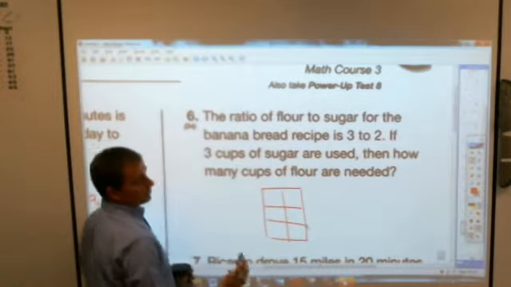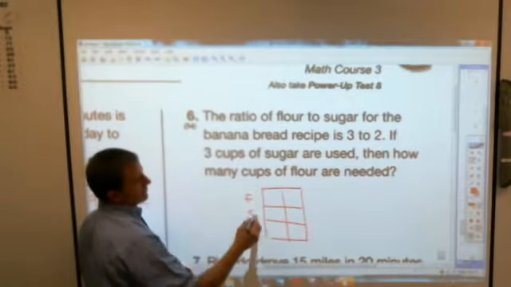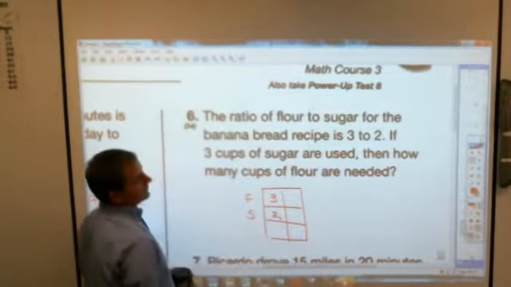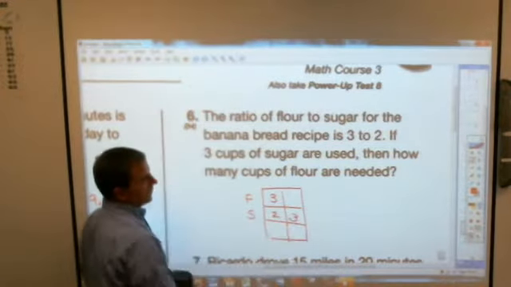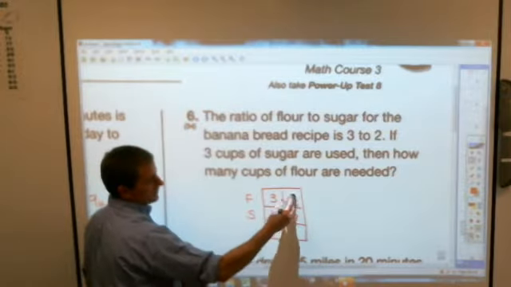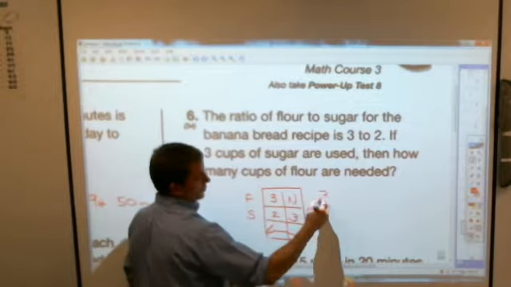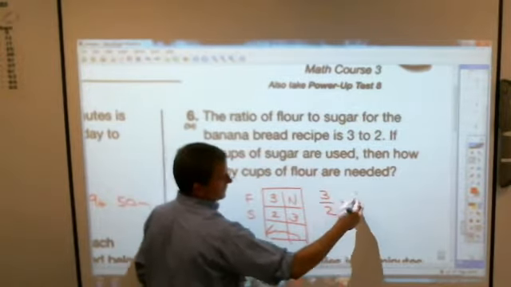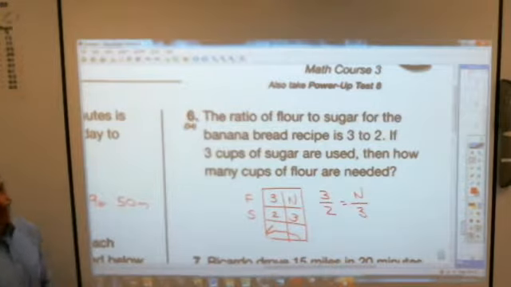I leave room for total in case there is one, but flour to sugar for the recipe is 3 to 2. If 3 cups of sugar are used, how many cups of flour are needed? You don't need this total box here. So here's your equal fractions, children, and this is a case where it doesn't work out evenly. How do you solve that? When they don't work out evenly, you are going to do what?